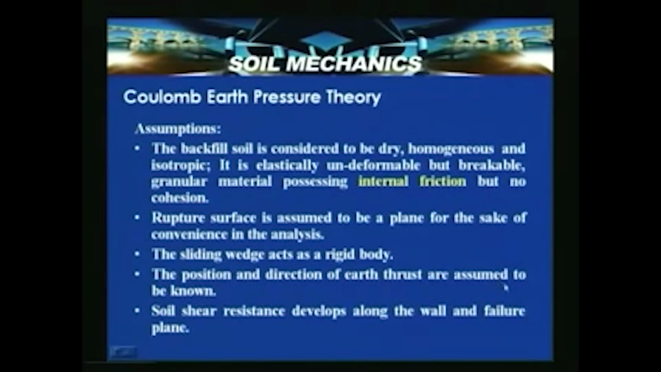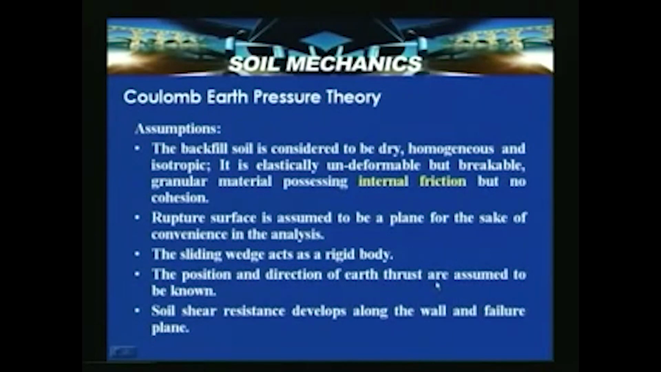The position and direction of earth thrust are assumed to be known. Generally, in a given failure wedge, the weight of the wedge acts at the centroid, and at the centroid location, if a line is passed through the failure surface, wherever it touches the surface or a vertical face, suppose the wall is vertical and it cuts at that particular point, that is where it is assumed that the active thrust or passive thrust is acting. That means the position and direction of the earth thrust are assumed to be known in this theory.